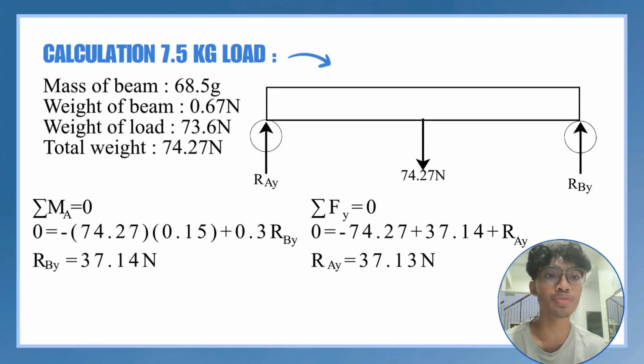So for the next calculation, which is 7.5 kilogram load, the mass is still the same and the weight of load will use 73.6 Newton. So the total weight we use 74.27 Newton. The method is summation M equal to 0 and summation F equal to 0. So we will get RBY 37.14 Newton and RAY is 37.13 Newton.